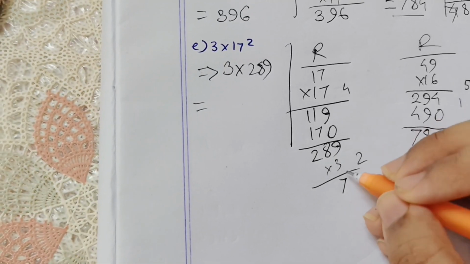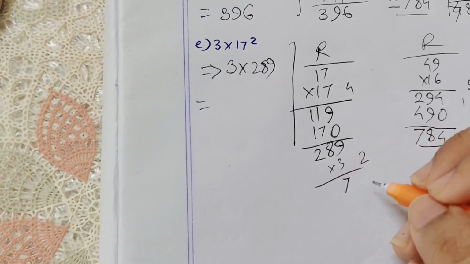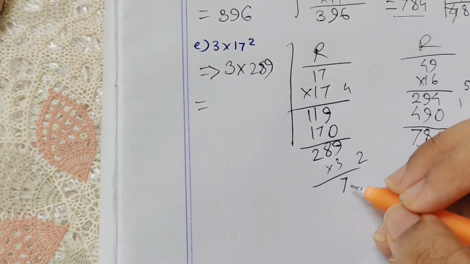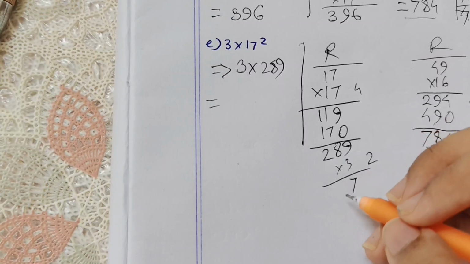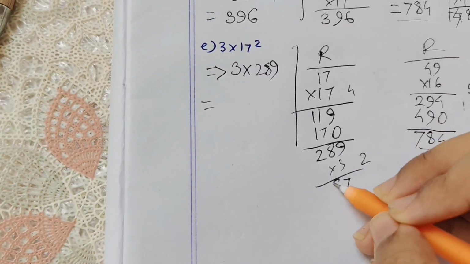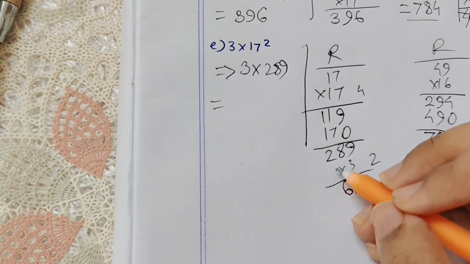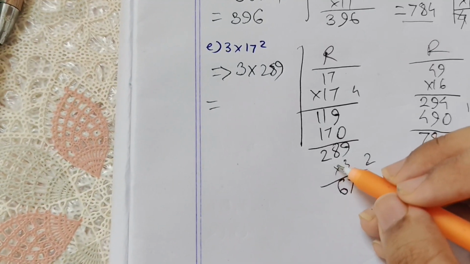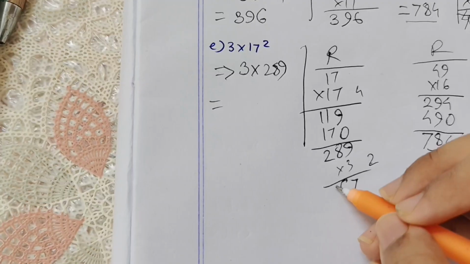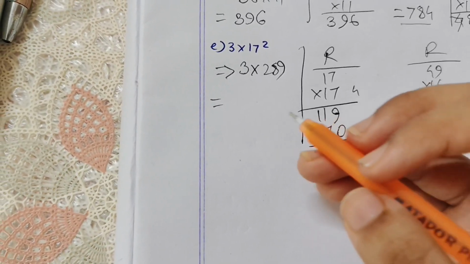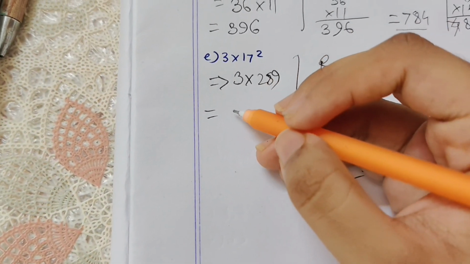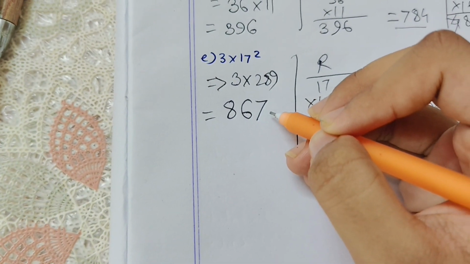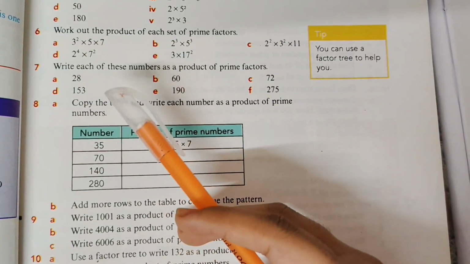27, 2 in hand. 8, 3 multiplied is 24. Adding 2 is equal to 26, with 2 in hand again. 3 multiplied by 2 is 6. Plus 2 is equal to 8. So our final answer is 867. Now we are going to start number 7.